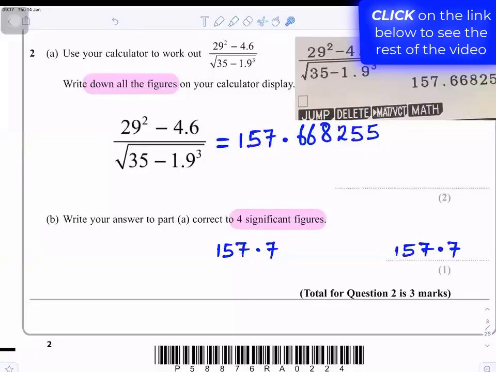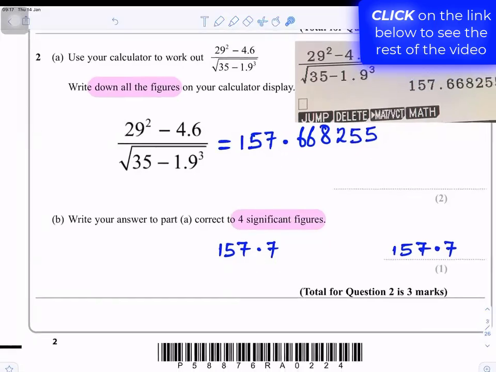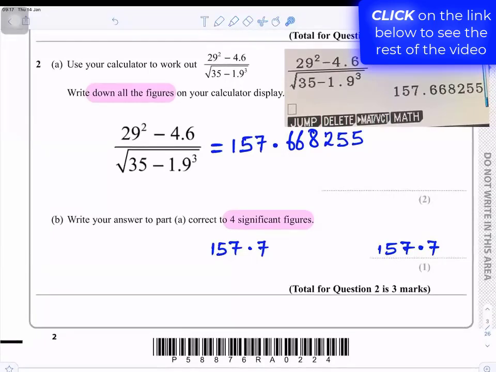Question number 2. Use your calculator to work out 29 squared minus 4.6 divided by square root of 35 minus 1.9 cubed. First of all, you write down all the figures on your calculator display when you've done it. So what you want to do is to put that in your calculator, and I've done it on the right hand side. You can look on the top right there how you put it in the calculator. You will use that fraction button in your calculator like that. You put the numerator and then you put the denominator.